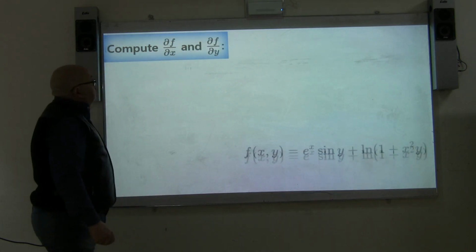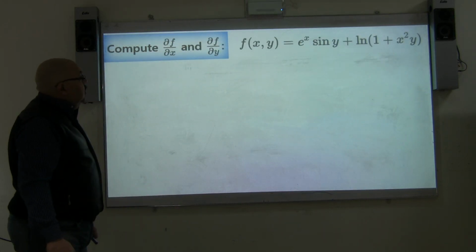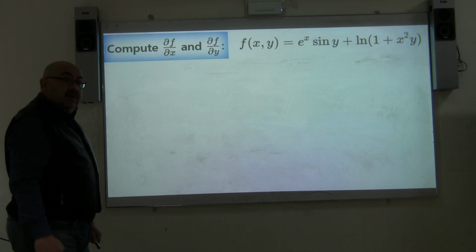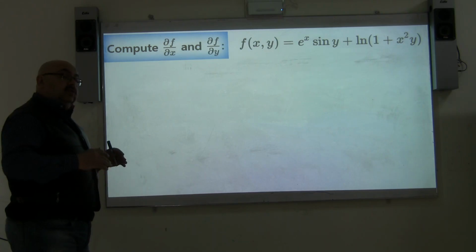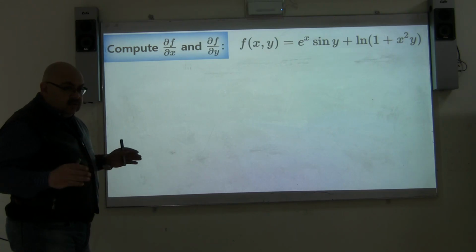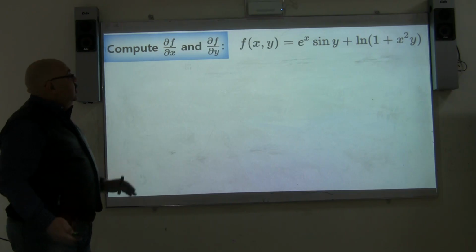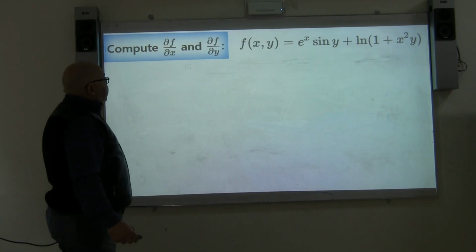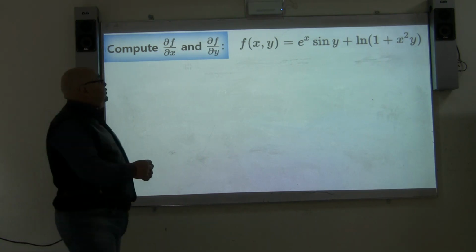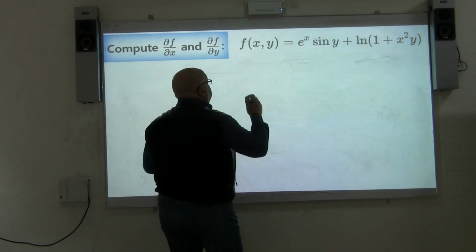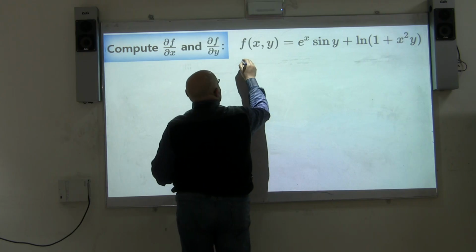Also, I have added more examples for you, like this one, which is e to the power of x sine y plus ln(1 plus x squared y). If I want to get the derivative with respect to x, I will differentiate over x. Differentiating with respect to y, the only thing that will change is the 1. So once more, I will do this problem, and it will be sufficient for this part, but I need to be sure that you are okay with everything.